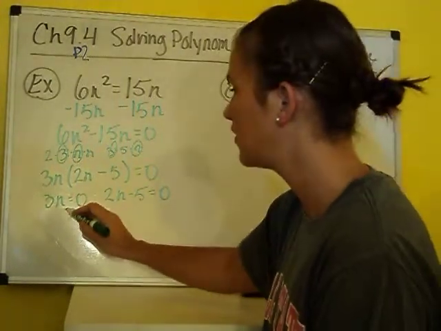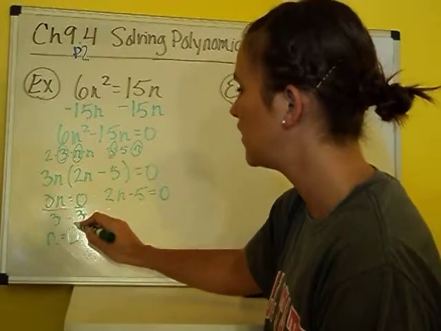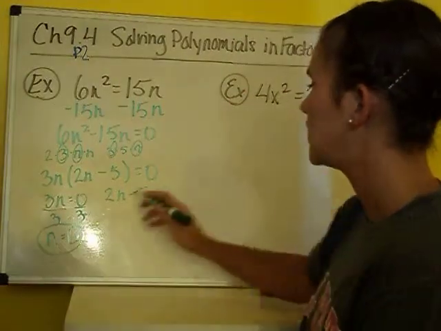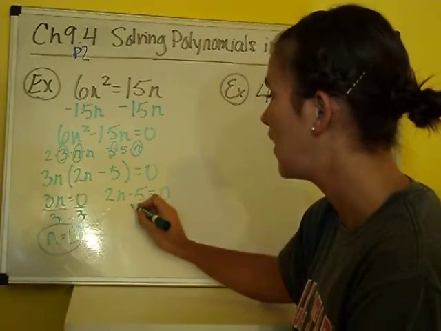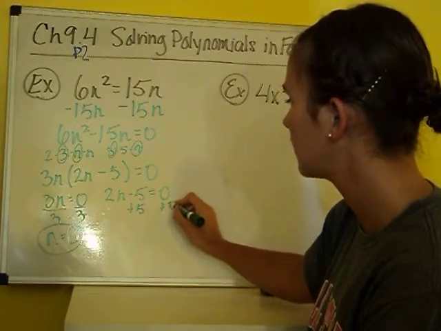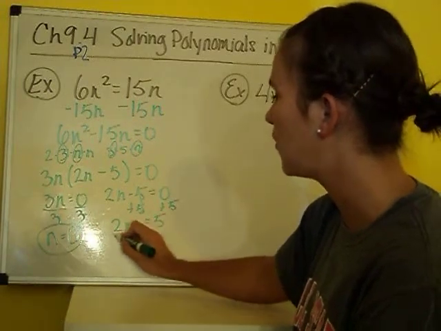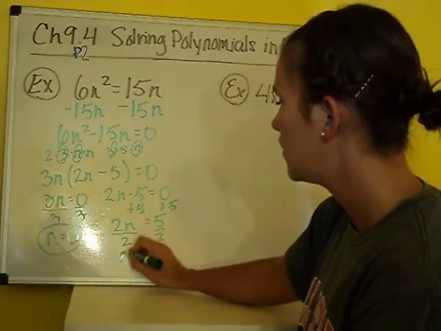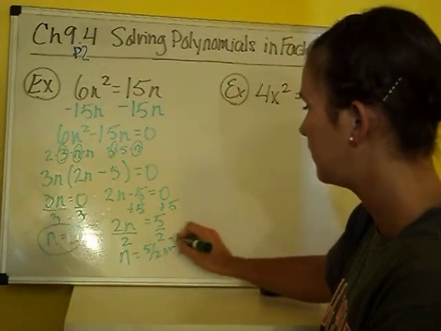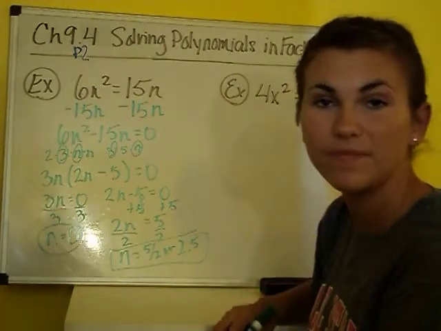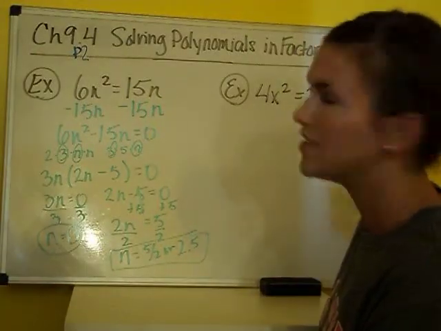Okay, so when I solve, I'm going to divide by 3. My first root here, n equals 0. And then when I solve my second root, I want to use order of operations in reverse, so I'm going to add first, and that gives me 2n equals 5, and then I'm going to divide. So n equals 5 halves, or you can write it 2.5. Okay? So our solutions, our roots are 0 and 5 halves.